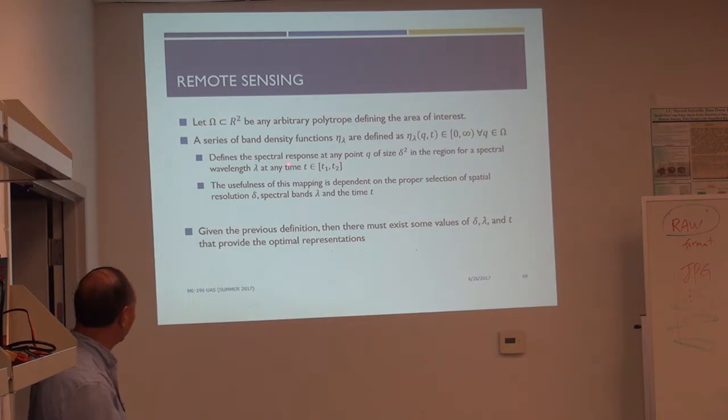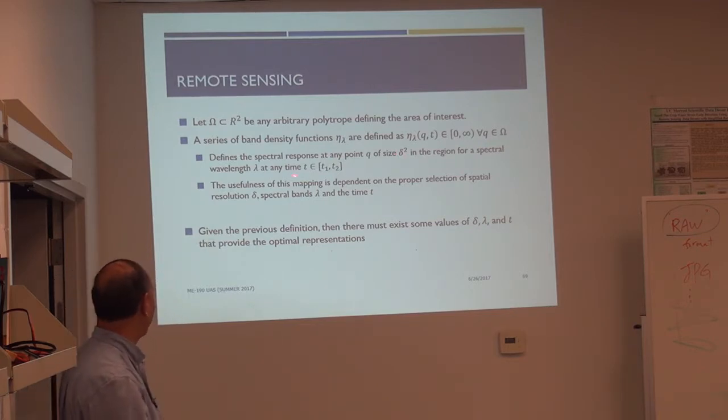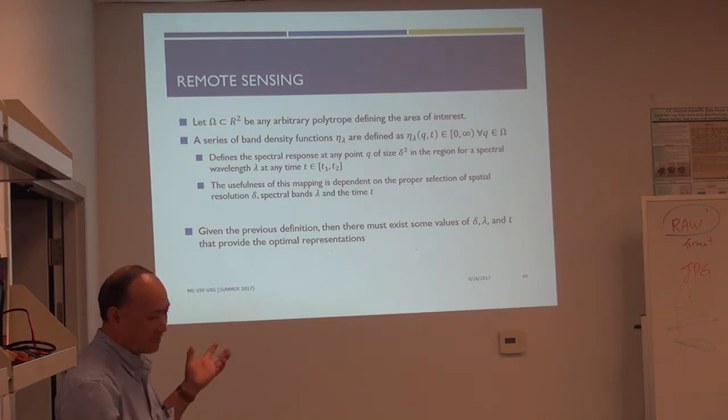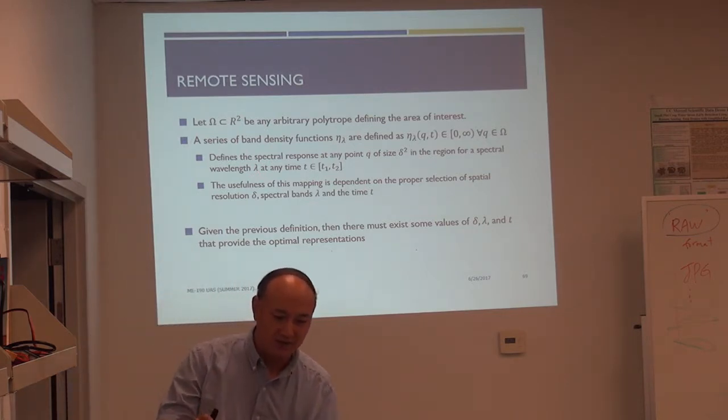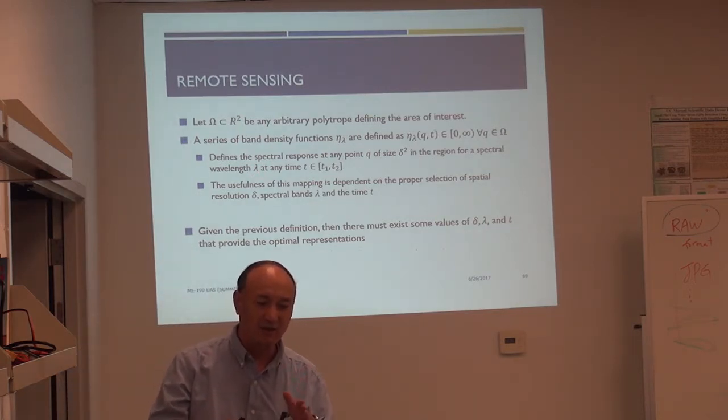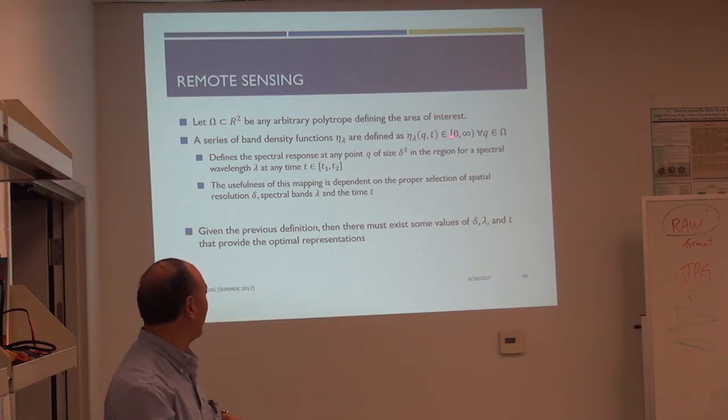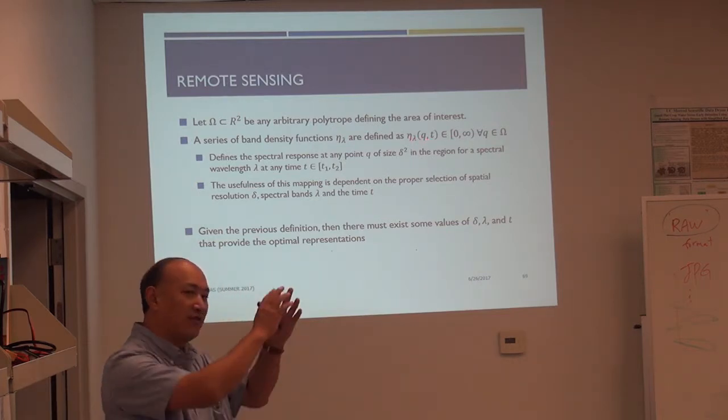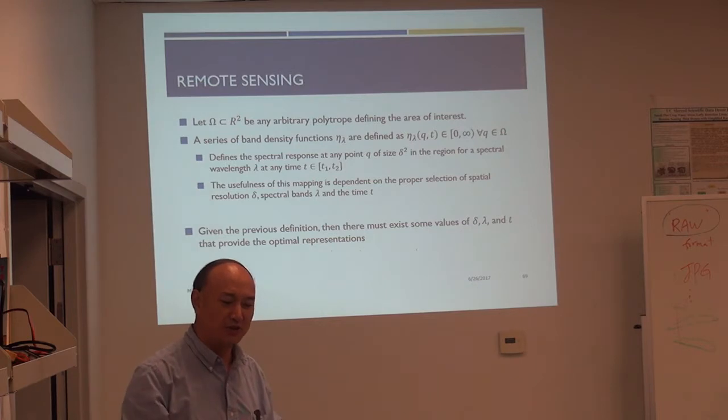So there is also spectral response at any of the points, of the size of delta square, at any time T1 to T2 and with wavelength lambda. So lambda is a wavelength, okay? In any of the wavelengths, at any of the points, there is a function. So we assume we know that eta.